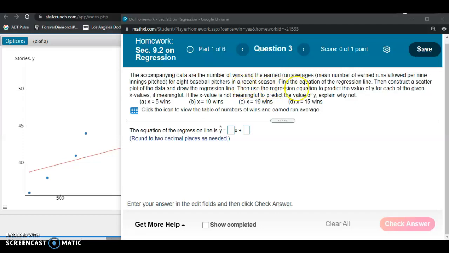So we're going to find the equation of the regression line, and then construct a scatter plot of the data and draw the regression line. And then we're going to use that regression line to predict the value of y for each of the given x values, if meaningful. And if the x value is not meaningful to predict the value of y, explain why not. Let's go ahead and open up the data.